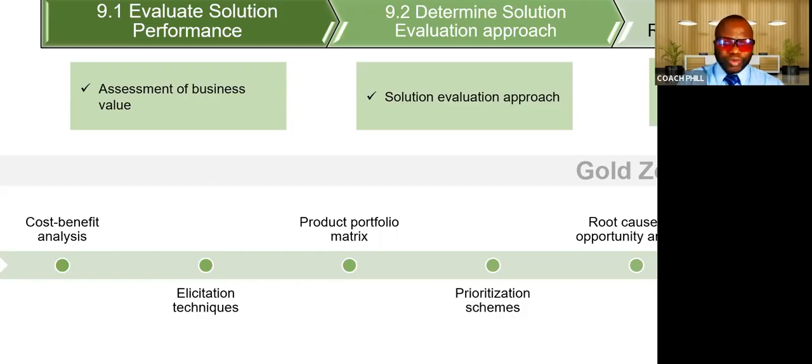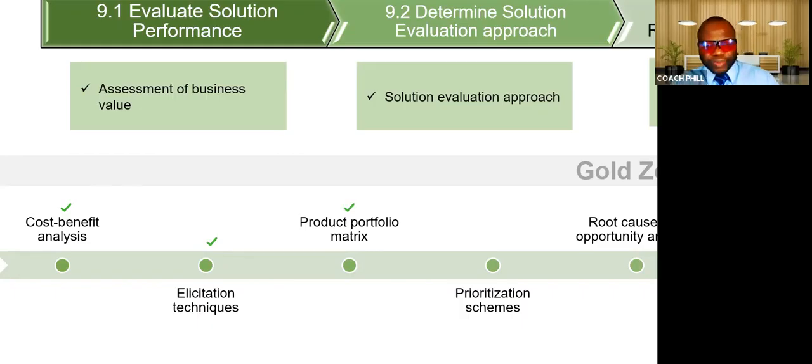So what would you like? Would you like the benefit to be higher than the cost? You sure would, right? Or at least on par. It doesn't make sense to put in all this and you're not getting a benefit that's even worth that. So you want to get a big benefit for the cost you spend. The next one is elicitation techniques. We've talked about that before, different techniques for eliciting those requirements or information.